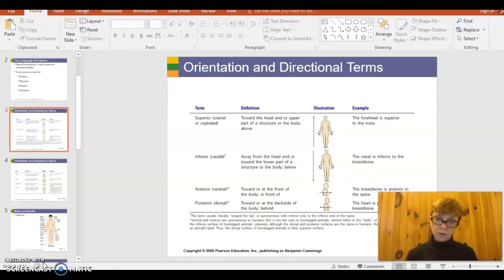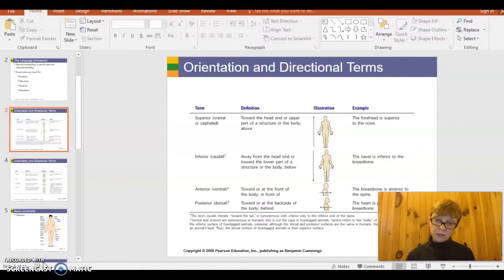The terms superior and inferior you will hear when a doctor is talking about a break or how they're going to make an incision, and that is easy to understand if you just think of superior as anything toward the head. So your head is superior to the rest of the body.